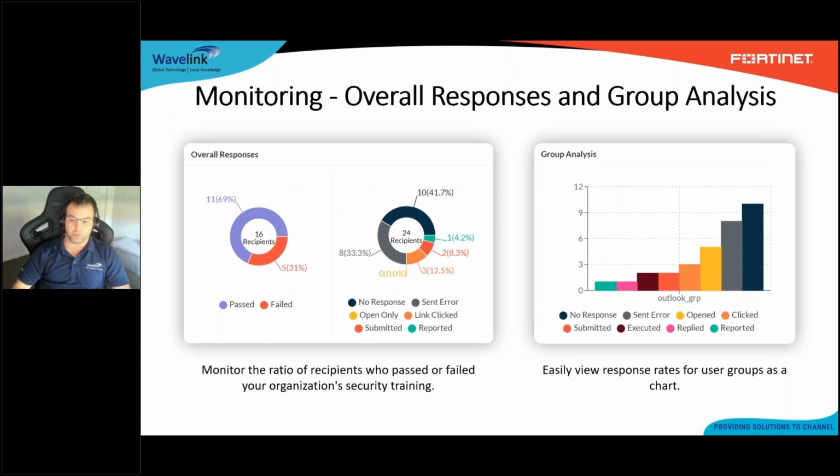So the overall response monitor displays the ratio of recipients who have passed or failed your organization's security training. The monitor also includes detailed information about the email distribution and click rate across the campaigns. And it's in percentages and totals as well, so we can see exactly how many people have done it. The group analysis widget displays the response rates for the user groups as a chart. So we could have a group analysis chart for every group that you send the emails to. And you can create as many groups as you like.